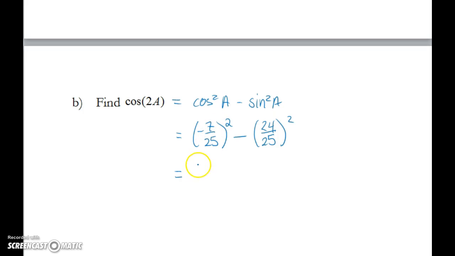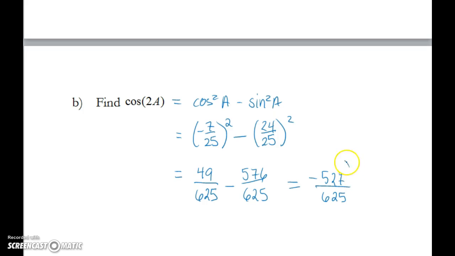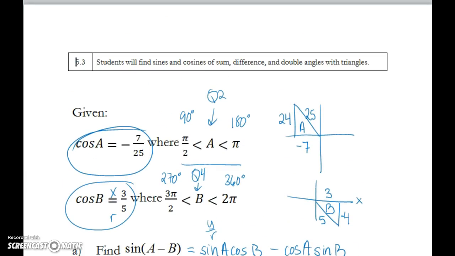When we square the numerator, any negative that gets squared is a positive, so our numerator is 49, our denominator is 625, and when we square 24 over 25, 24 squared is 576 over 625. Now we can subtract the numerators and we get negative 527 over 625 as our final answer. This was standard 5.3, finding sines and cosines of some difference and double angles with triangles.